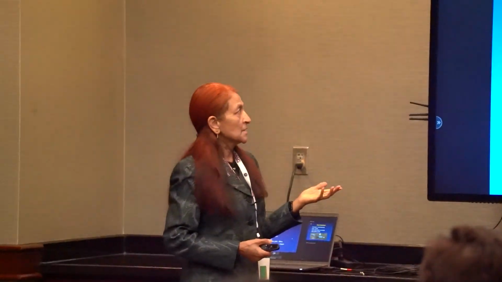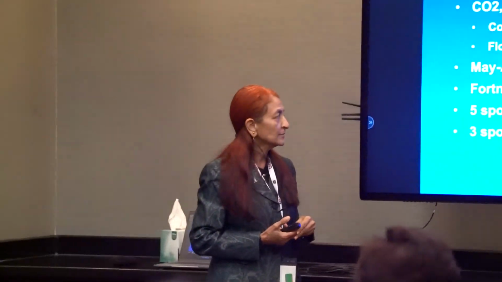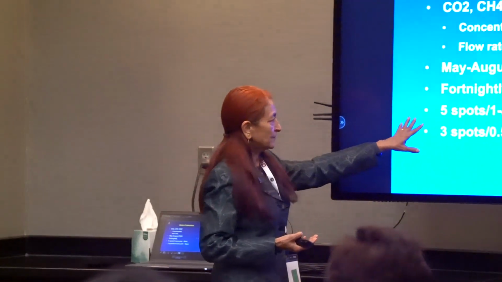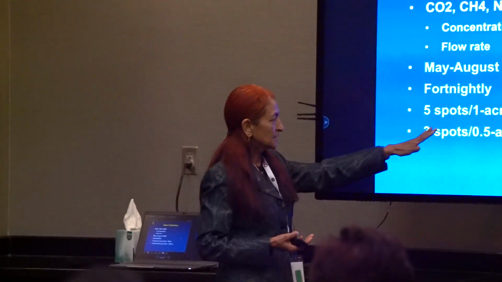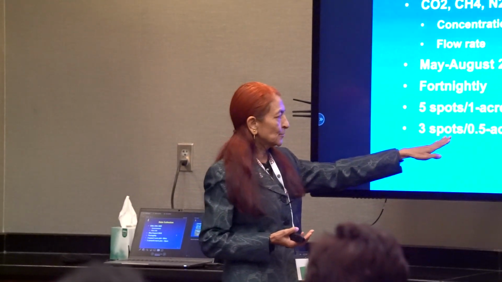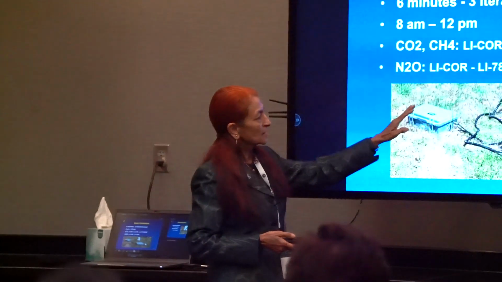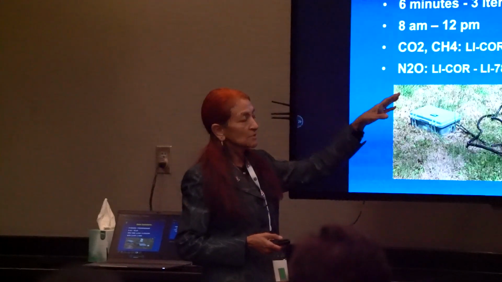We measured greenhouse gases, carbon dioxide, methane, and nitrous oxide, both concentration and flow rate, from May to August 2025. Every 2 weeks we collected the data, using 5 spots per acre plot in the silvopasture, because we had a 1 acre plot, and 3 spots per 0.5 acre plot in the open pasture, because we had a half acre plot there. At each spot we took 6 minutes, with 3 replications.